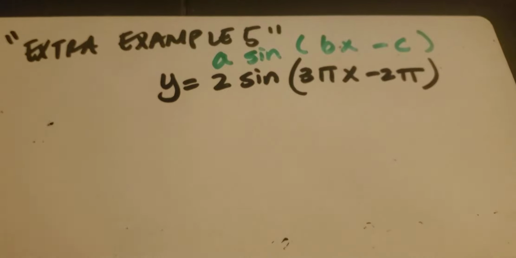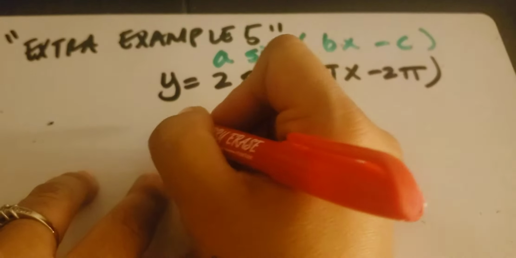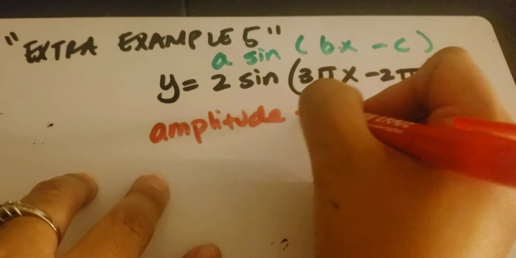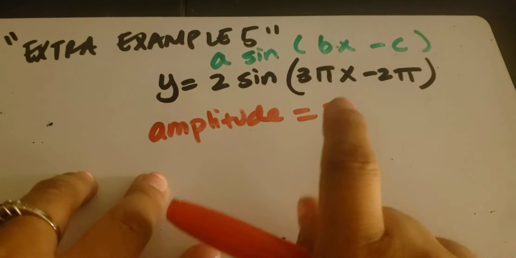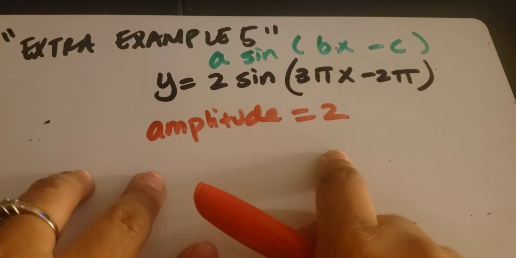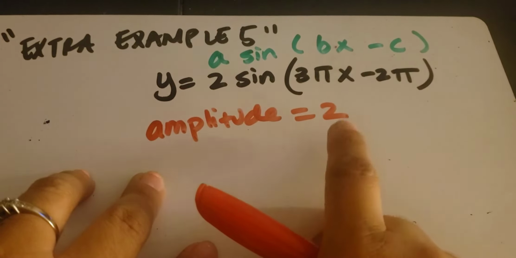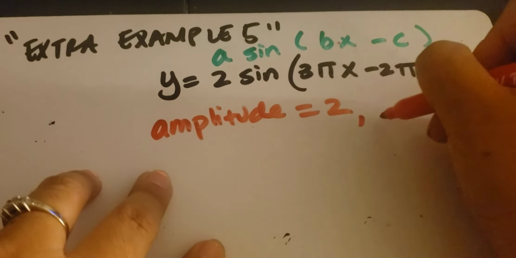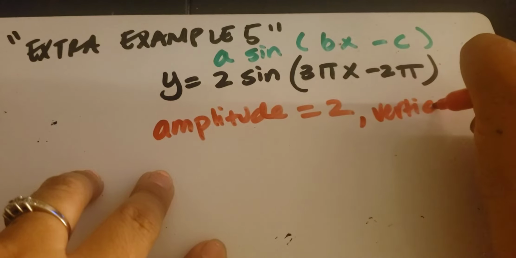Okay, so here we go. Let's start with amplitude. So your amplitude is 2. Okay, so a couple things. Because your amplitude is 2, that means it's a stretch. It's a vertical stretch, okay? I will write that down, vertical stretch, okay?